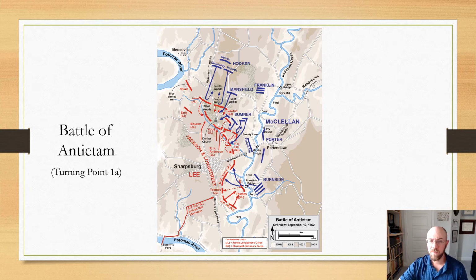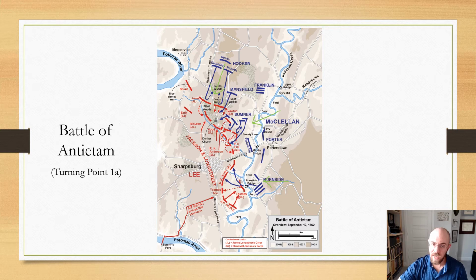Now, McClellan's going to make some serious mistakes. Instead of using his numerical superiority, he had about 60,000 more troops than Robert E. Lee, instead of using his numbers to overwhelm Lee's smaller army, he attacks piecemeal. He attacks first in the north in the morning, then he attacks in the middle around noon, then he'll attack in the south towards the late afternoon.